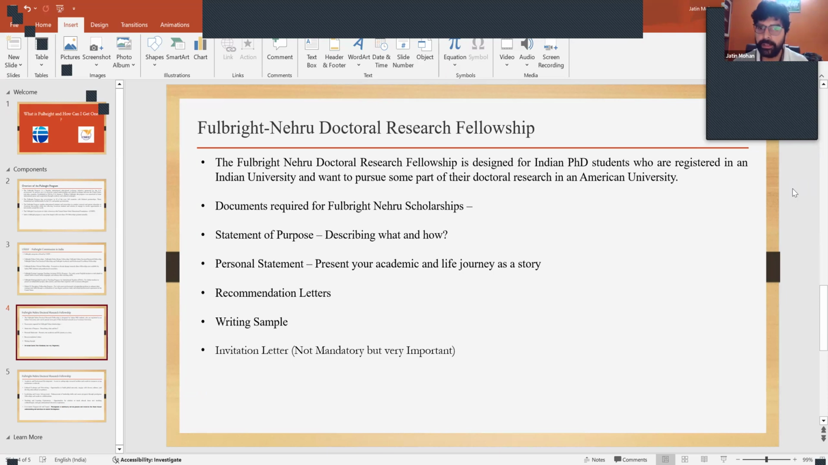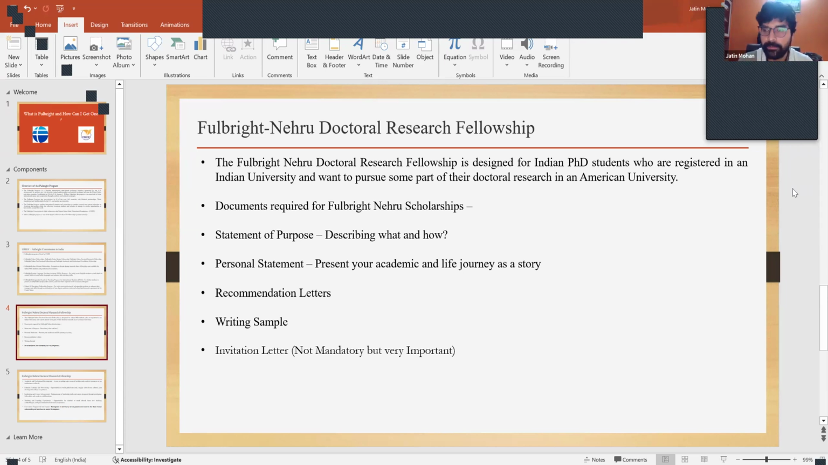So I said in my statement of purpose that this is an important part of my PhD. I cannot pursue that in India. For that, I need to go to the US. And that's why I'm applying for the Fulbright Nehru Doctoral Research Fellowship. And I explained the project, what I want to do, how I want to do it, and I eventually received it. So it has to be something which you can do better in the US.